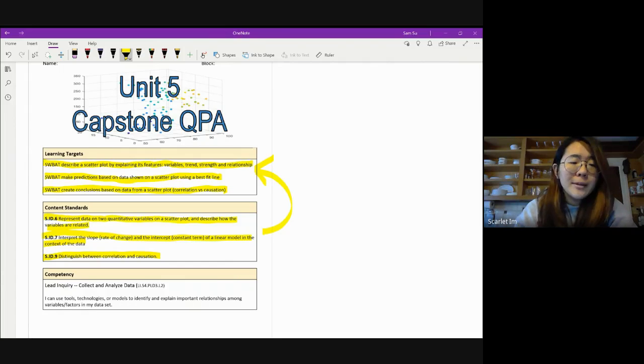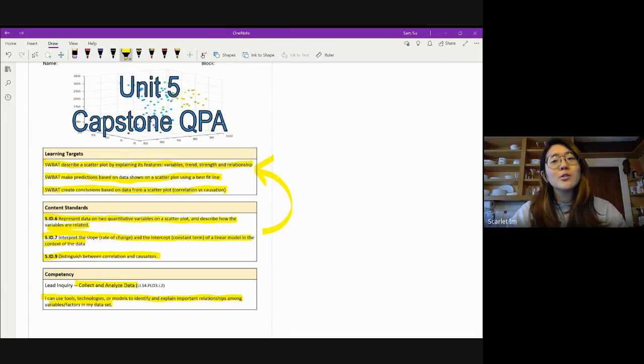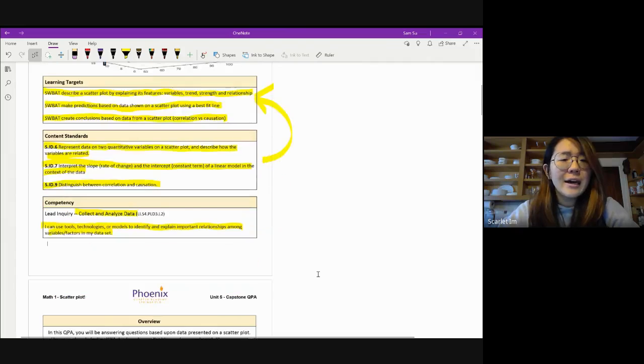And for our school competency, it's lead inquiry, which means being able to ask great questions. And in order to ask good questions and to investigate, you should be able to collect and analyze data. So based on this assignment, you should be able to use tools, technologies, or models to identify and explain important relationships among variables, factors in my data set. And so this is what you will be doing. In the past, I was hoping you would be able to do your own research question and collect your own data, but we'll have to save that for another time. I will be handing you the data that we're looking at.